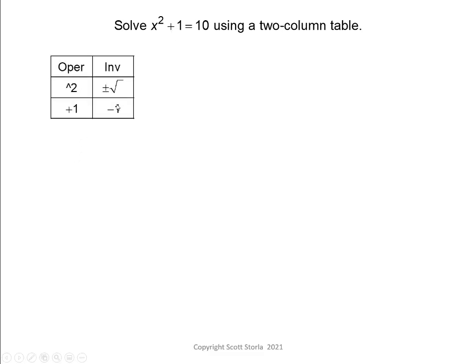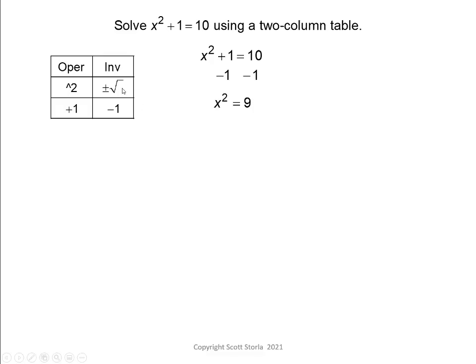So I'll need two rows. I'll square first and add second. Here are my inverse operators. I'm making sure to include both answers when I take the root, both the positive and the negative. So I start with the original. I start at the bottom of the right column. I subtract 1 from both expressions and simplify.